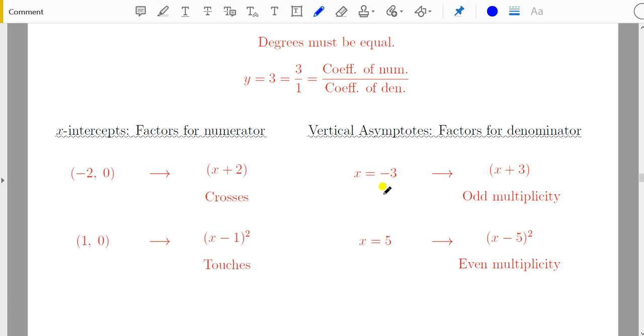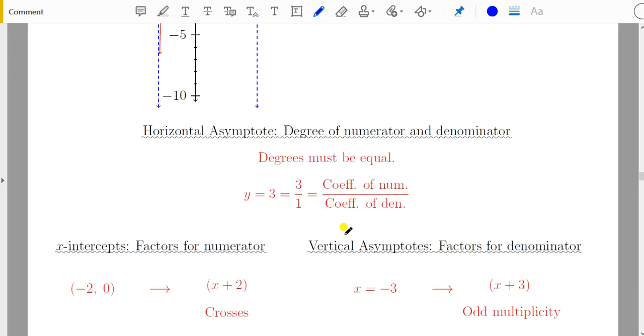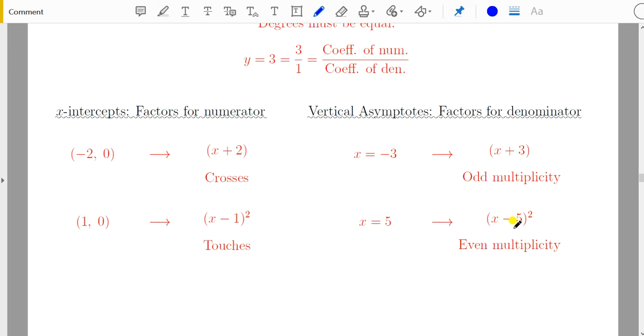So if it has -3, then the factor must be x plus 3, because x plus 3 equal to 0, then x should be -3. And x equal 5, another vertical asymptote here, so the factor has to be x minus 5, because x minus 5 equal to 0, then you solve for x to be 5.